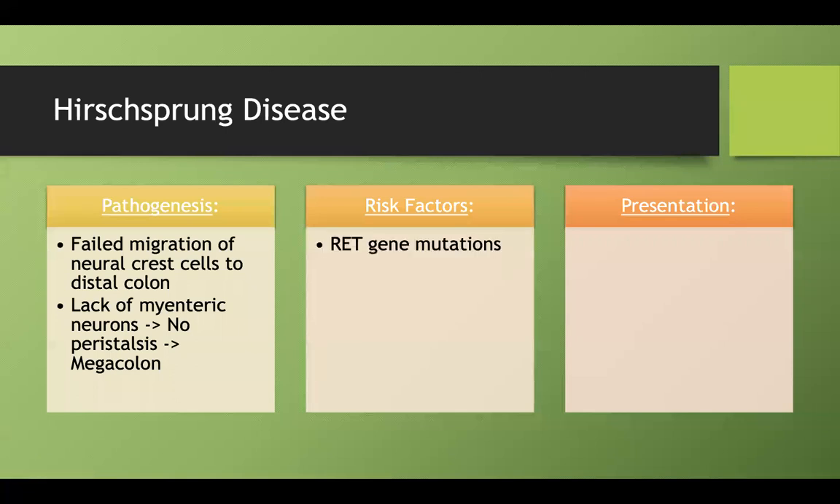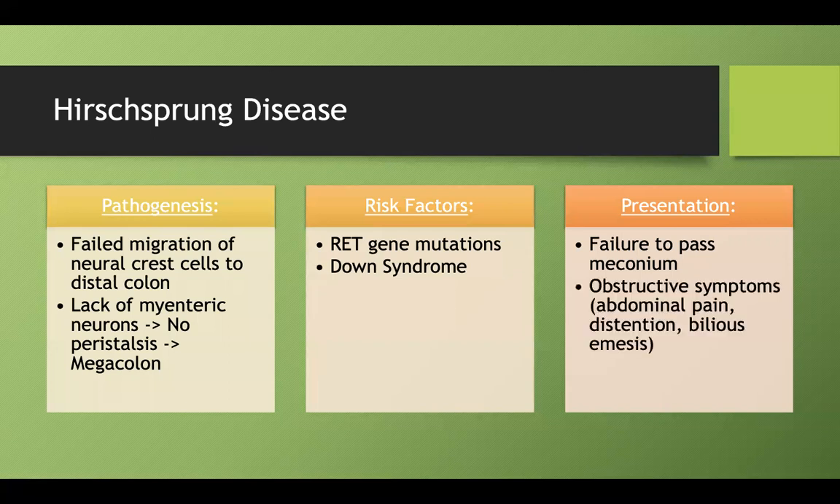The important risk factors to know for Hirschsprung's are the RET gene mutations, and the really important one to know is its association with Down syndrome. This can also present as a failure to pass meconium. You'll get obstructive symptoms like you'd expect: abdominal pain, distension, and bilious emesis. And then you might get chronic constipation as well. I don't know if they give you this too often on tests, but I think I had a practice problem where a child had chronic constipation and ended up having partial Hirschsprung as the answer.